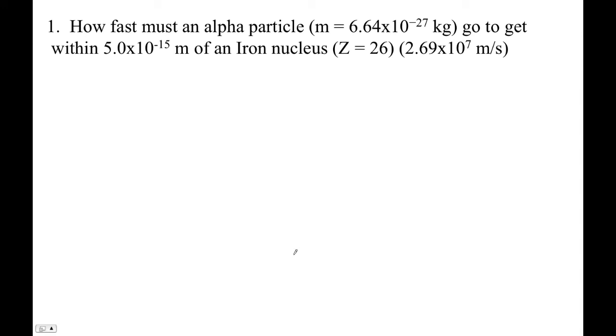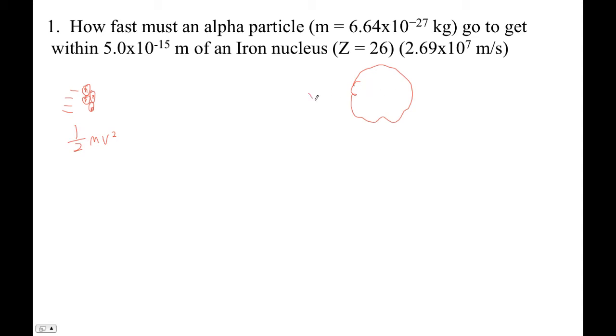This is a question of conservation of energy. The alpha particle is speeding along. It's two neutrons, two protons, so it's got kinetic energy. And then there's this giant iron nucleus sitting here with all of its positive charge.